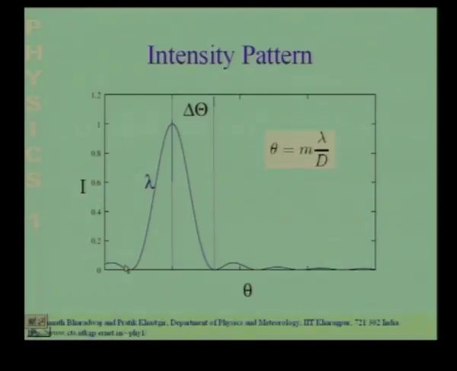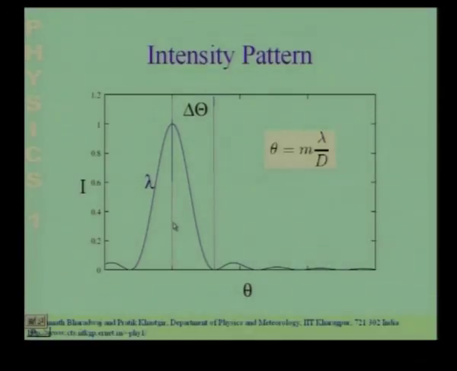So, let us go back to the intensity pattern. At theta equal to 0, the intensity is maximum, and then as you increase theta, the intensity falls and it becomes 0 for the first time at an angle delta theta away from the center. The corresponding value of theta wherever you have 0 is m lambda by d, and delta theta is just lambda by d. So, if you move an angle lambda by d from the center, you have the first 0.